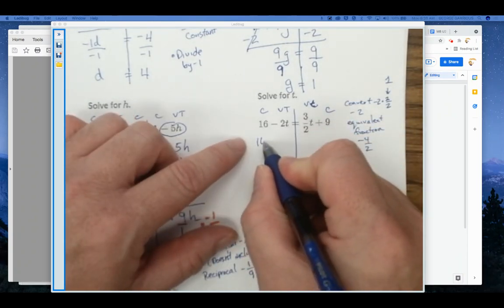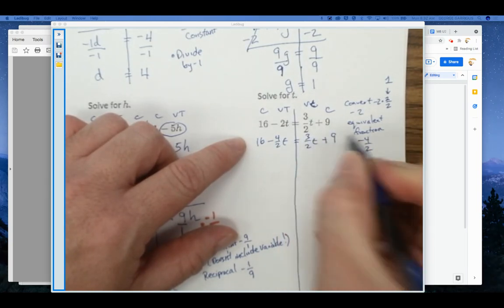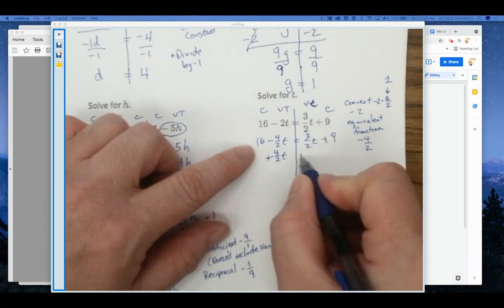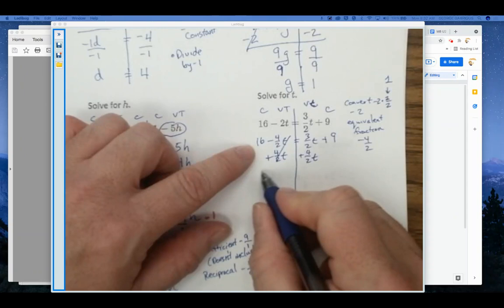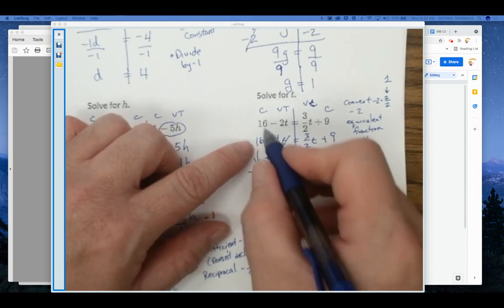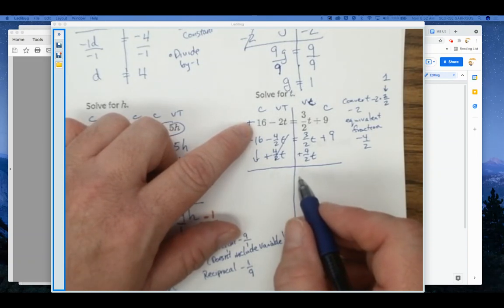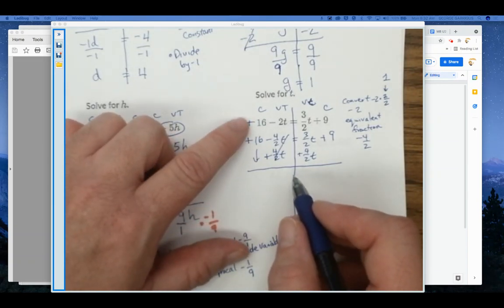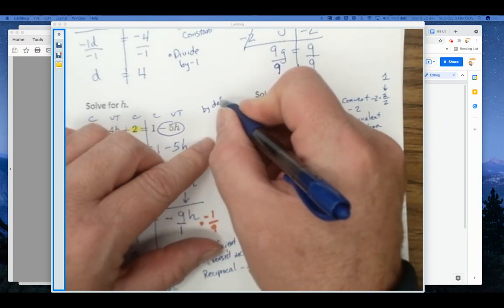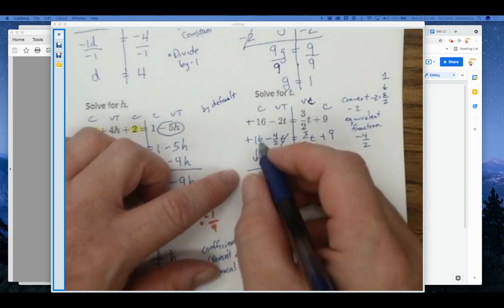Okay, so let's rewrite this. 16 minus 4 halves t equals 3 halves t plus 9. Let's work with positive numbers by adding 4 halves t to both sides, so we don't have to work with any negatives. Slashy the 0. We didn't do anything with 16. Now remember, this is a positive 16. The sign for the number is out in front, but we don't run around writing positive 16 because we already know without a sign it's by default.